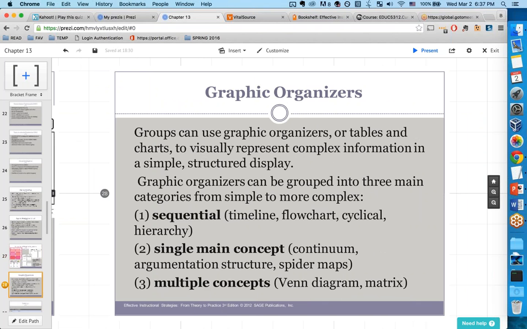There are different types of graphic organizers. They're basically sorted. This list is sorted from simple to more complex. You may have sequential, such as timelines, flowcharts, or hierarchy type of graphic organizers. You may have single main concepts, such as continuum and spider maps, and multiple concepts, such as Venn diagrams or matrices.